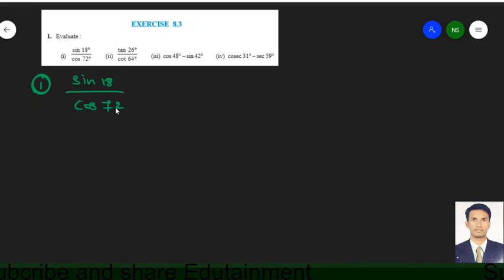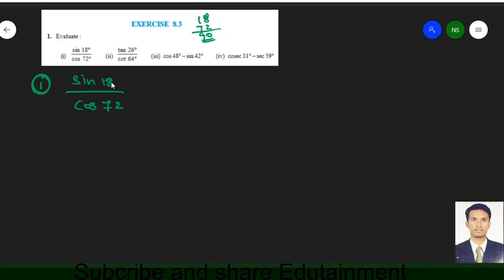We have exercise 8.3. First question, evaluate this one. Let us copy first question: sine 18 divided by cos 72. While we are going to solve this, actually I don't know sine 18 value and cos 72 value. So what should I do? I need to check whether these two angles are complementary or not, 18 and 72. If I add 18 plus 72, I will get 90. So I can say that these two are complementary.